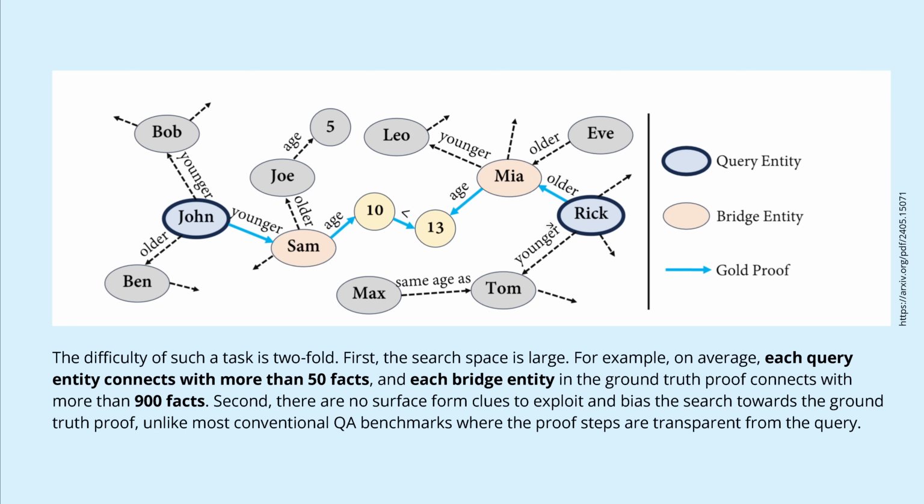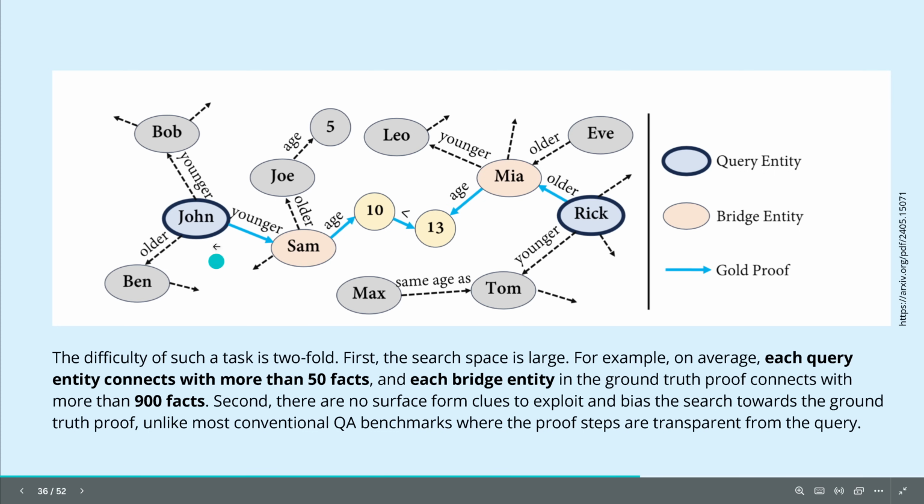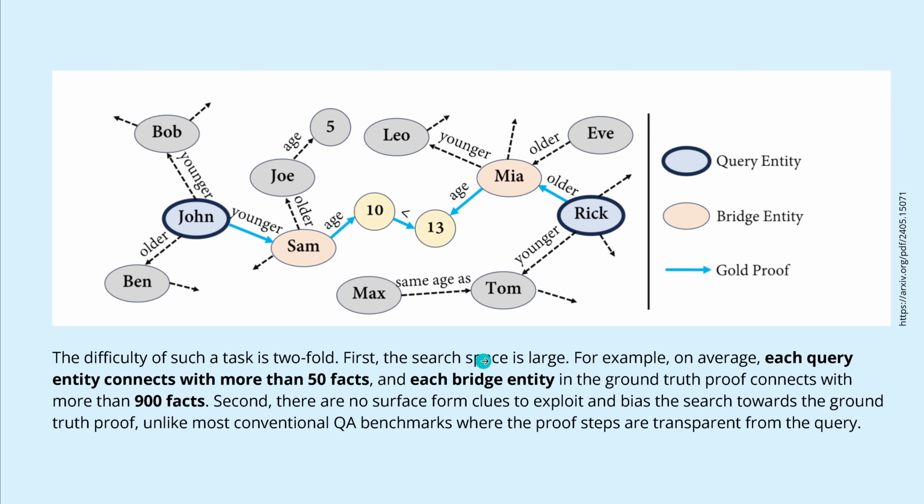Now, as I told you, we increased the difficulty a little bit, because each query entity, like John, connects now to more than 50 facts, and each bridge entity, like Sam, connects now with more than 900 facts. So it is not as simple as you see it here in this publication, but this is a much, much more dense and complicated graph structure.